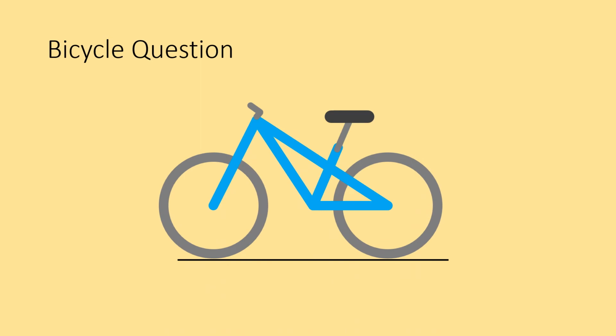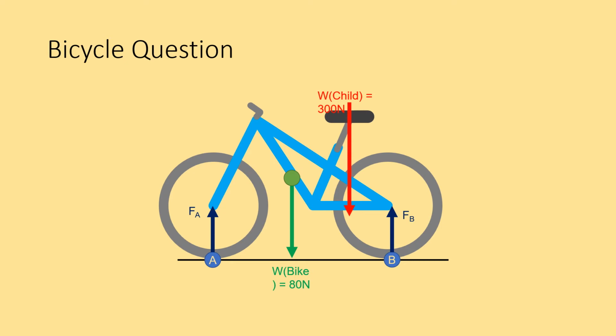Right, so let's have a look at a bicycle. Here is our lovely bicycle. The bicycle itself has a weight of 80 newtons. The child sitting on the bicycle has a weight of 300 newtons. Imagine for a moment there are 2 contact points at the base of the tyres, point A and point B. Our reaction forces, force A and force B, reacting back up from the bicycle. So these would be the total weight of the child and the bicycle, which is 380 newtons.